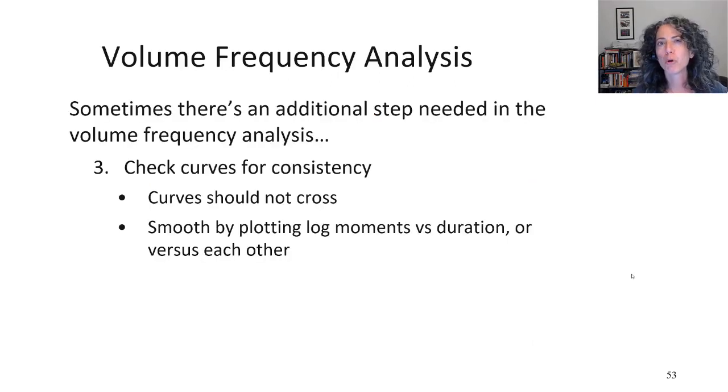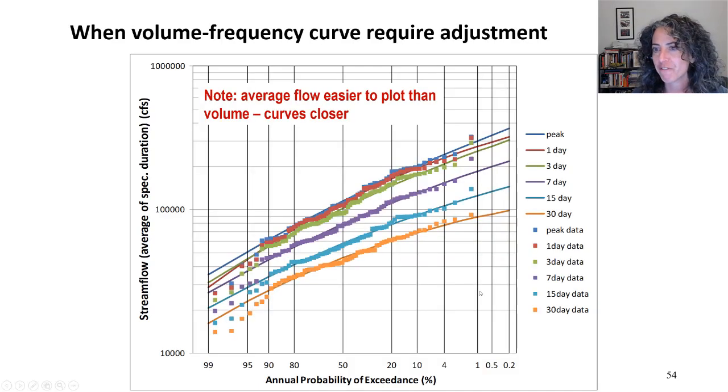So let's back up for a moment to the family of volume frequency curves or average flow frequency curves. I had mentioned there was perhaps an extra step to make sure that the family of frequency curves is consistent. We need to make sure that the curves don't cross. So we might need to smooth the parameters of the log Pearson type 3 distributions that we fit.